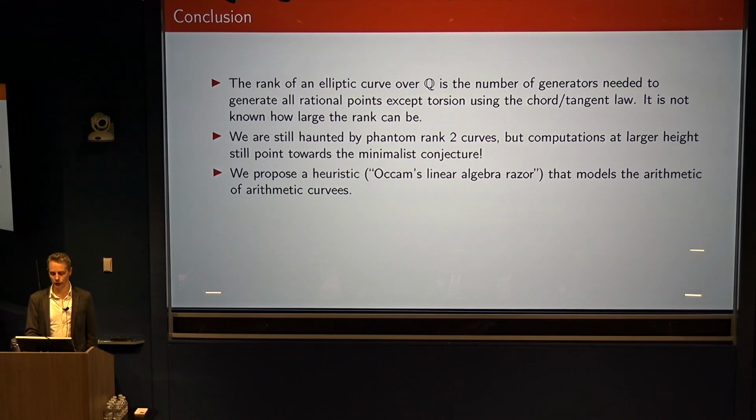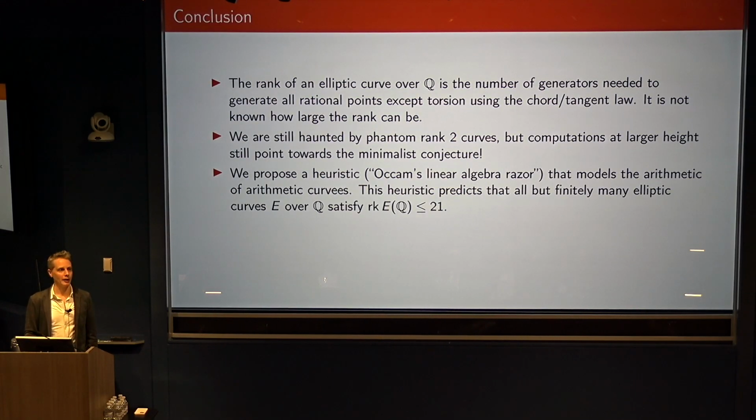We also proposed a heuristic, which I think of like an Occam's linear algebra razor, that tries to understand, broadly speaking, what to expect from the arithmetic of elliptic curves, because it can answer questions like, what do we expect from the size of Sha? That would be predicted by the determinant of this random matrix, for example. Curve E, okay, yeah, that second E is jet lag.